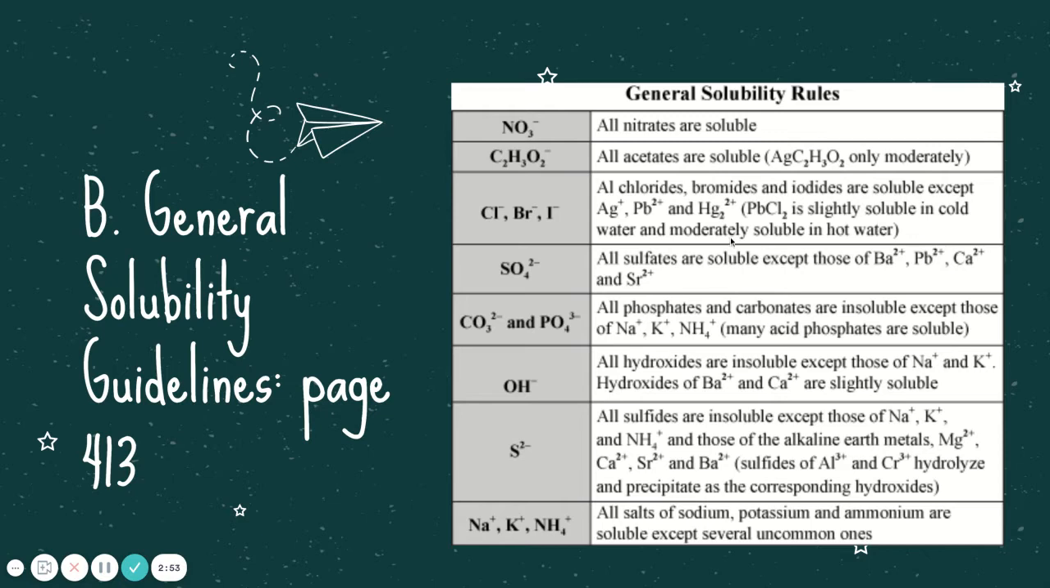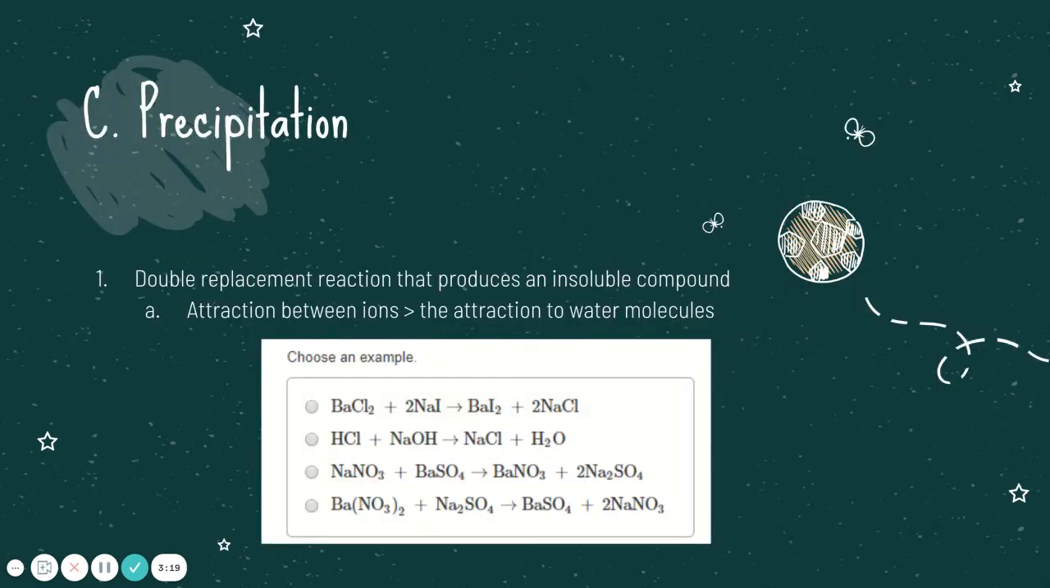And then there are specific rules like this one where it says lead chloride is slightly soluble, but only in cold water, moderately soluble in hot water. So those are good examples of times when you would need to reference these solubility rules and really read and see what the temperatures are, stuff like that. So there are rules for all of these, and this is how you would use them.